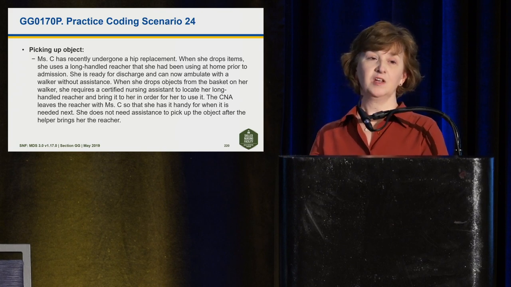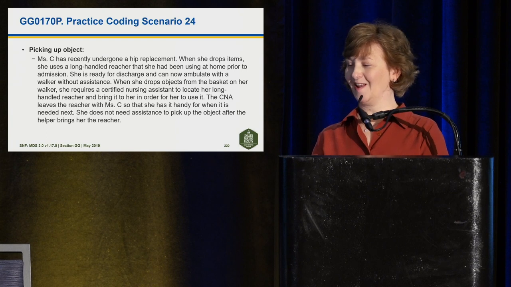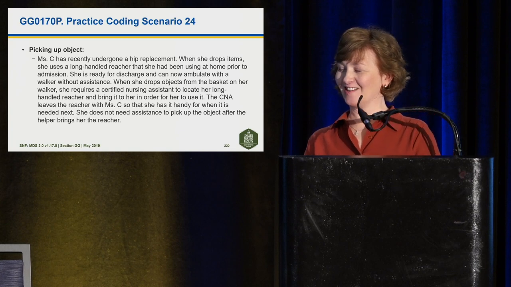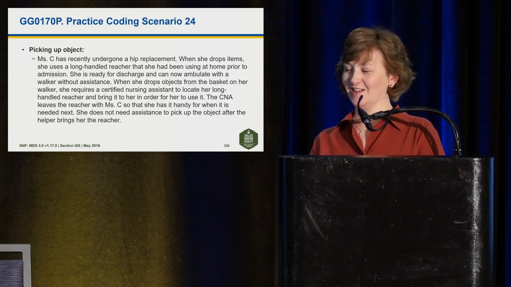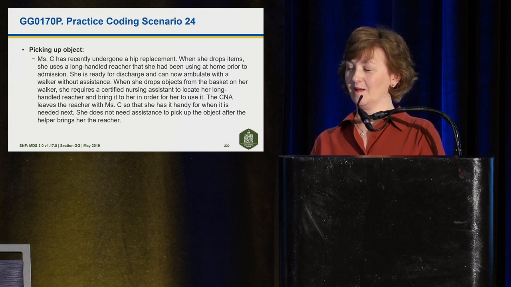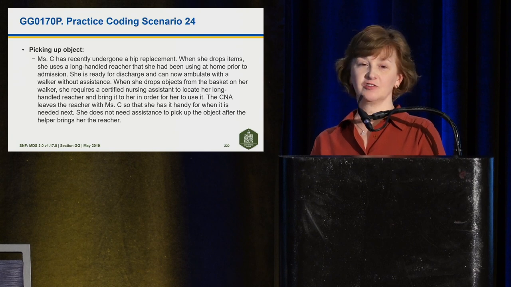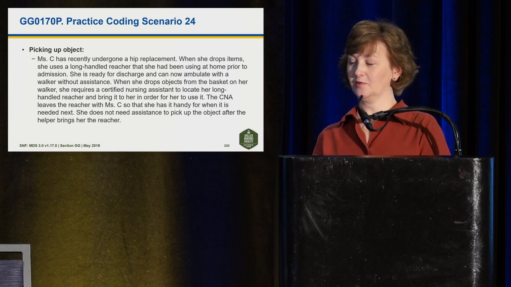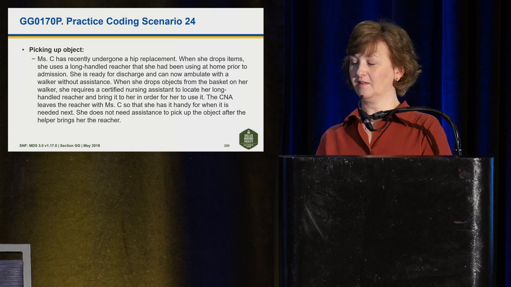When she drops items, she uses a long-handled sponge or long-handled reacher that she has been using at home prior to admission. She is ready for discharge and can now ambulate with the walker without assistance. When she drops objects from the basket of her walker, she requires a certified nursing assistant to locate her long-handled reacher and bring it to her in order for her to use it. The certified nursing assistant leaves the reacher with Mrs. C so that she has it handy for when it is needed next. She does not need assistance to pick up the object after the helper brings her the reacher.